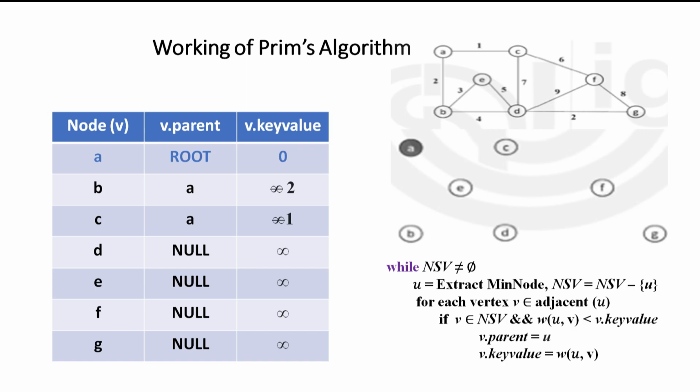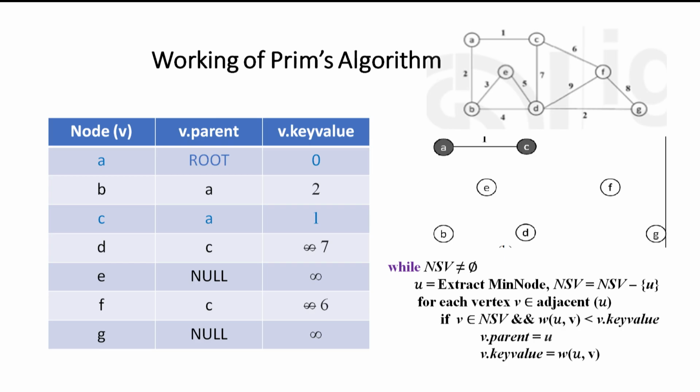Thereafter, out of the remaining vertices we select the one whose weight or key value is minimum. So in this table we can see that the minimum key value is of node C or vertex C. So we select C and we form a tree from A to C. Like here in this slide we can see that we have considered the edge from A to C into the MST, and thereafter we see from vertex C which other vertices are reachable.